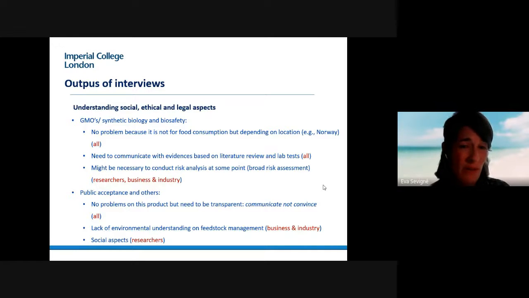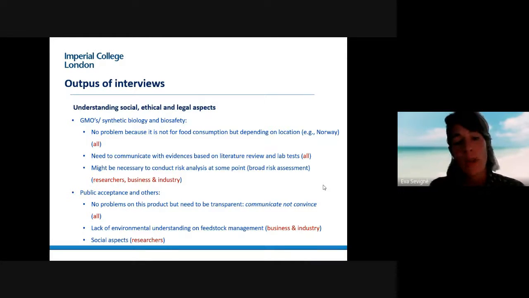For example, the stakeholders that we interviewed that were based in Norway have more concern about the use of GMOs, but not for how it's going to affect them, the human health. They were more concerned about how this is going to affect the environment. What happens if there is an environmental release of these bacteria? How are they going to interact with other microorganisms, and what are the consequences of having this?